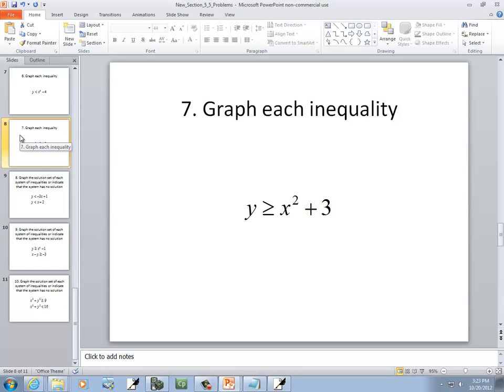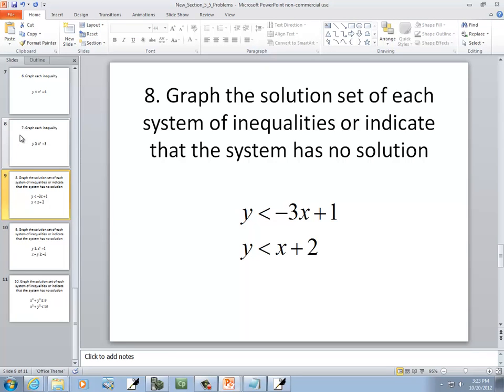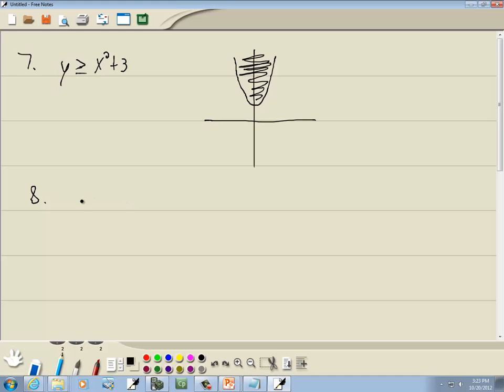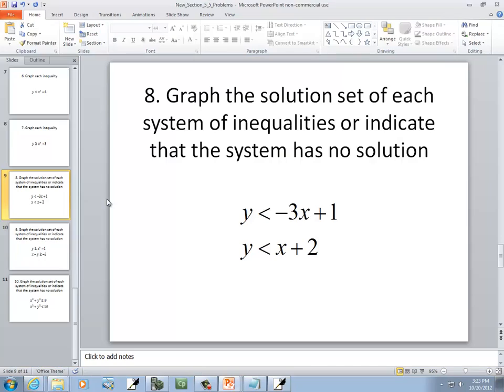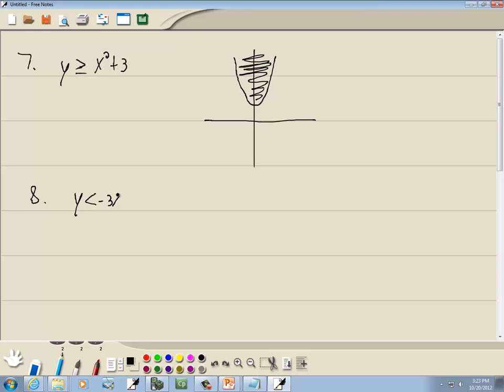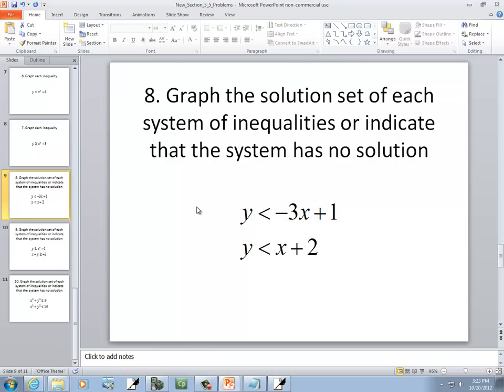Let's look at number 8. Graph the solution set of each system of inequalities or indicate system has no solution. So we've got y is less than negative 3x plus 1, and y is less than x plus 2.